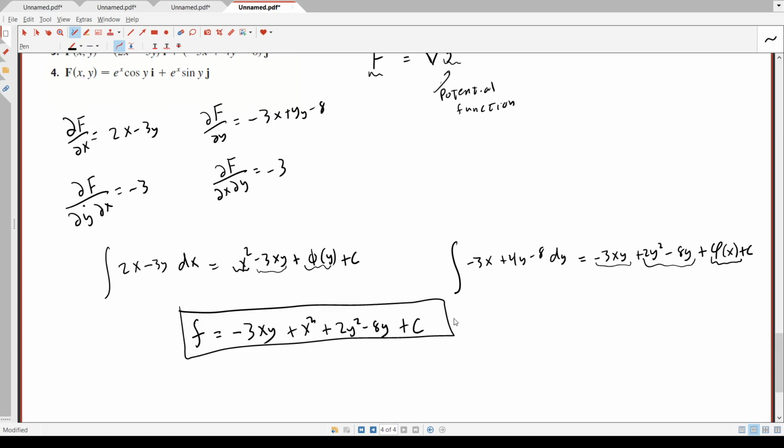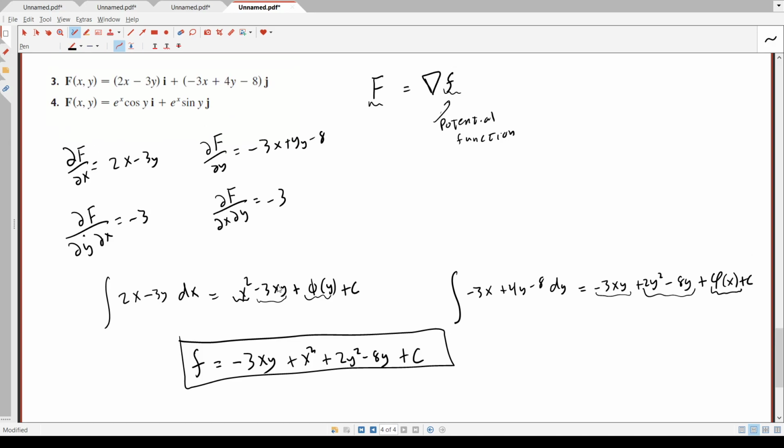So when this is possible, if that's possible, we say that F, big F, is a conservative field.